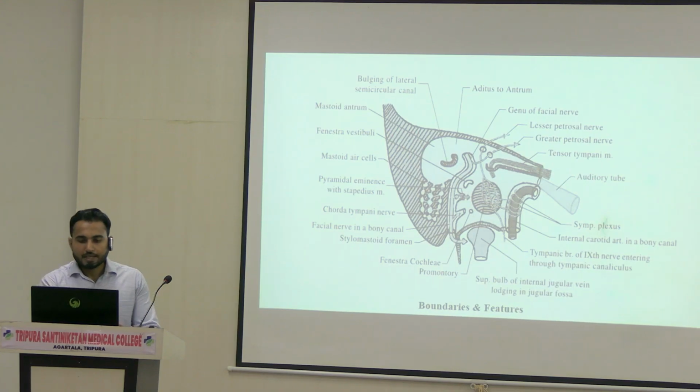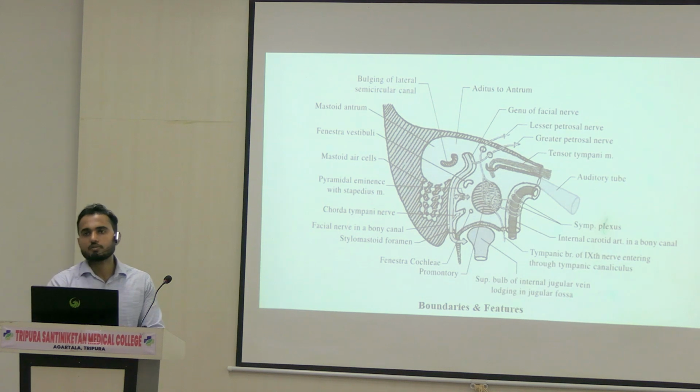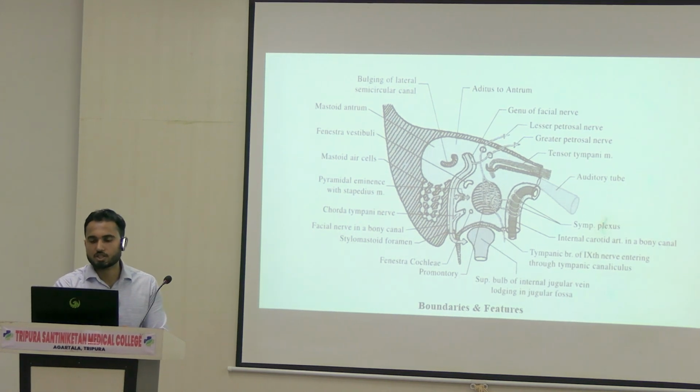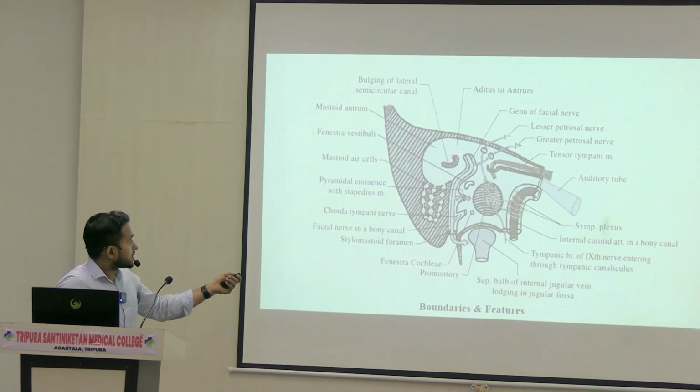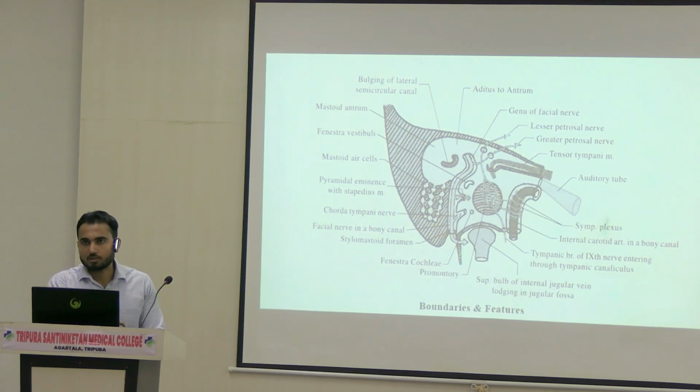Okay. Next, fossa incudis is there. Okay. Now what is this fossa incudis? It is a small depression close to the lower part of the aditus. So this aditus to the antrum, close to this part, there is a fossa. Okay, that is called the fossa incudis.